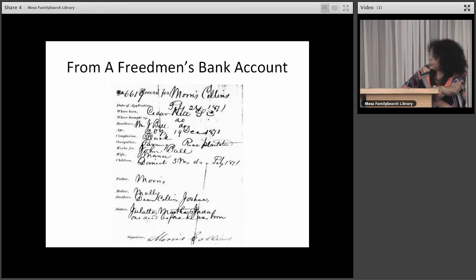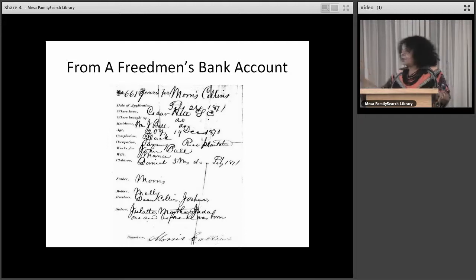If you look further down, you'll see it gives a brief description of him. It tells his age at that date, his complexion, his occupation is farming on a rice plantation. He works for John Ball, his wife's name, his one child. And look at this. His father was Morris, his mother was Molly. He lists his brothers and his sisters.